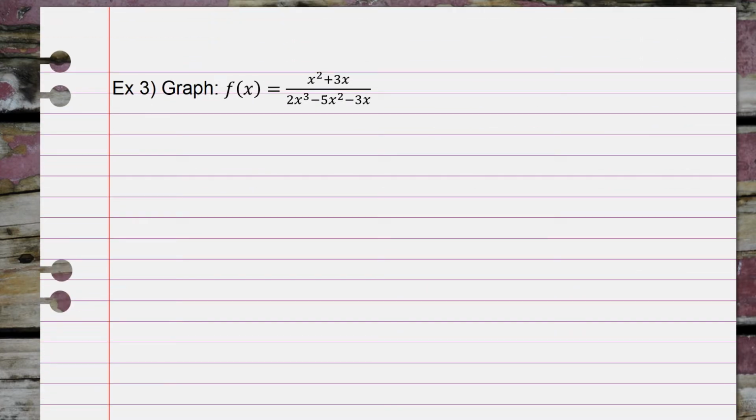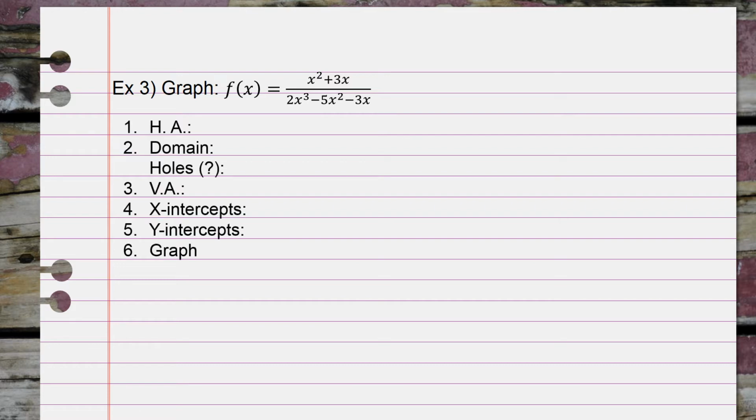Example 3, graph the function f of x equals, in the numerator we have x squared plus 3x, all over, in the denominator we have 2x to the third minus 5x squared minus 3x. And in this problem, we are going to be identifying 1, horizontal asymptote, 2, the domain and any possible holes, 3, vertical asymptotes, 4, x-intercepts, 5, y-intercepts, and 6, then we will graph. Let's start at the first step.